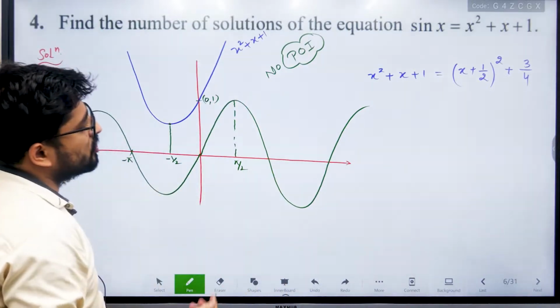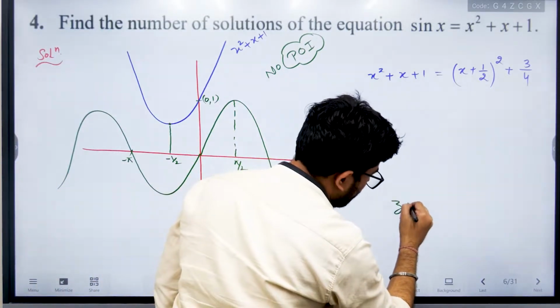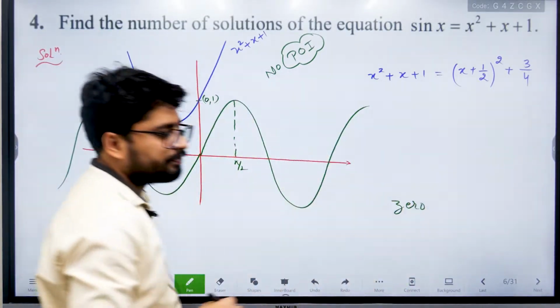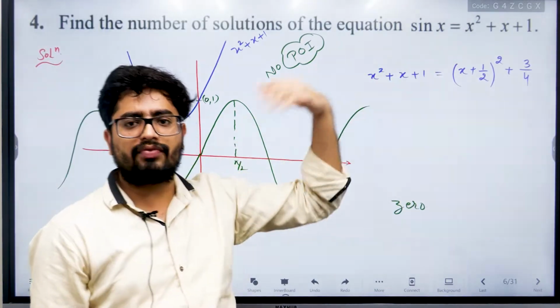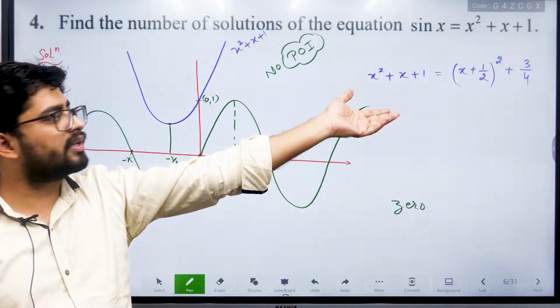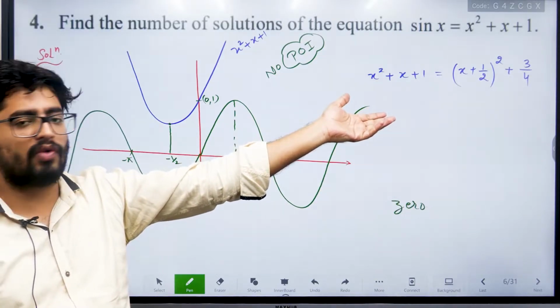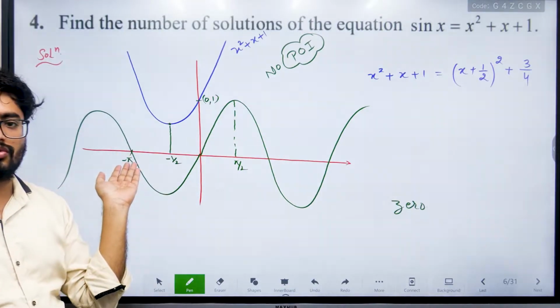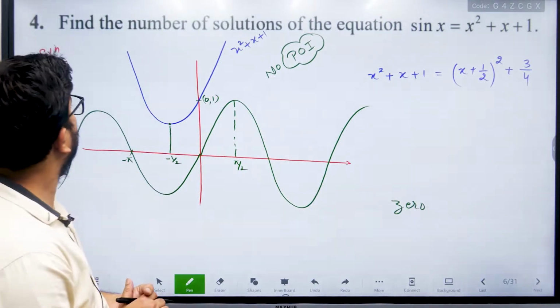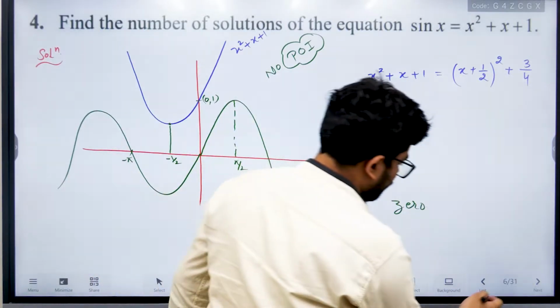So find the number of solutions. How many solutions do we have? So 0. Okay. And yes, one more thing. Whenever you have two different functions on either side of an equality, and you have to find the number of solutions, you can go through the graphical way. Okay. So now let's do the next one.